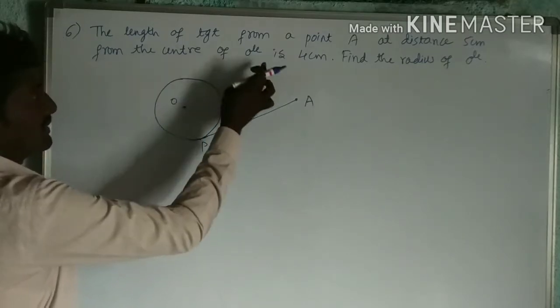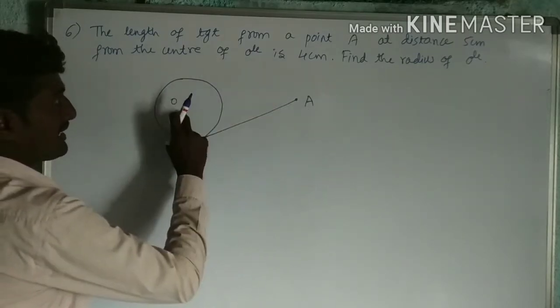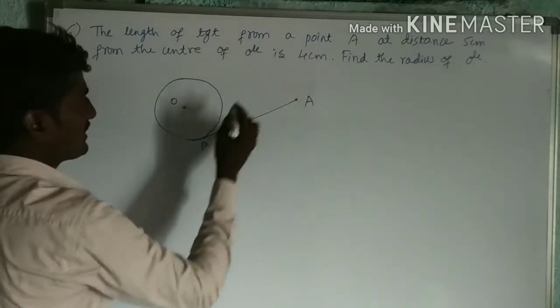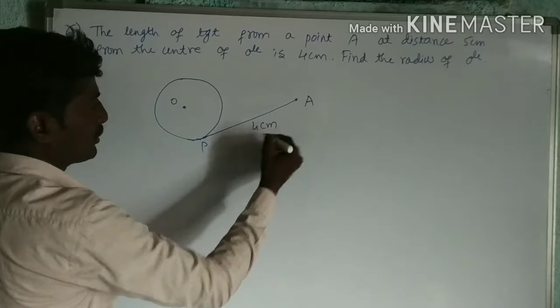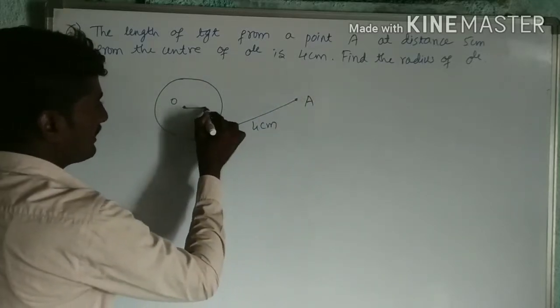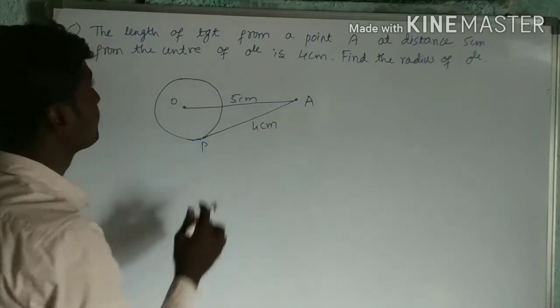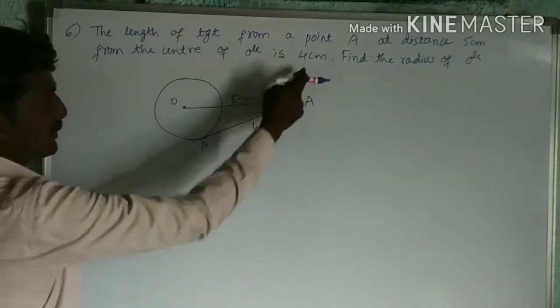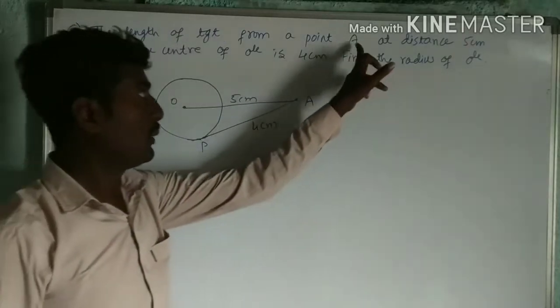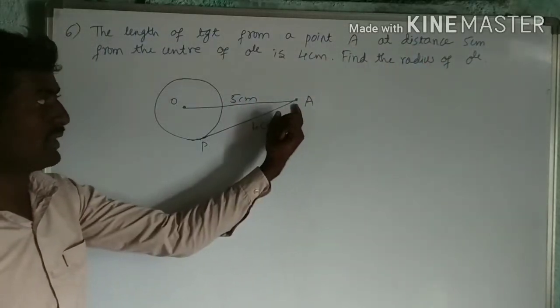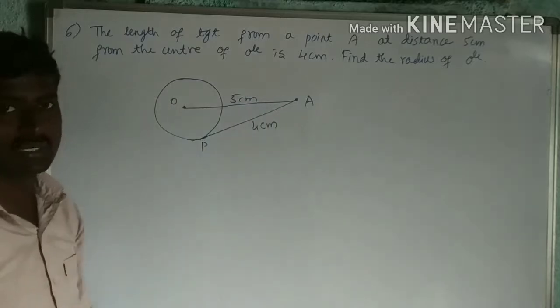Now the distance of point A from the center is how much? So here the length of tangent is 4 centimeter. This I will write as 4 centimeter. Center from the point A, that is how much? 5 centimeter. The length of tangent is 4 centimeter. The point A is at a distance of 5 centimeter from the center.